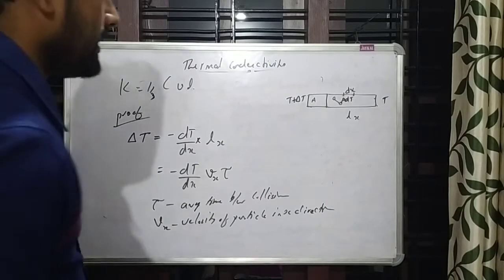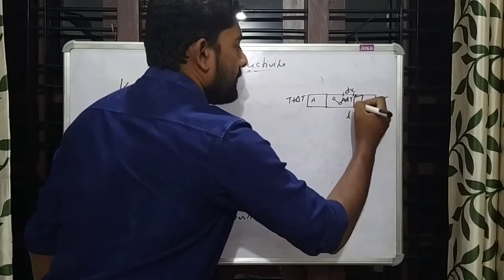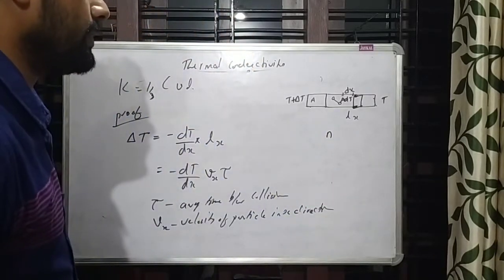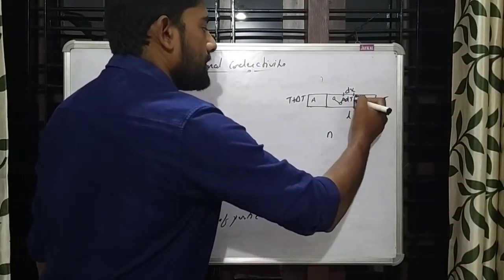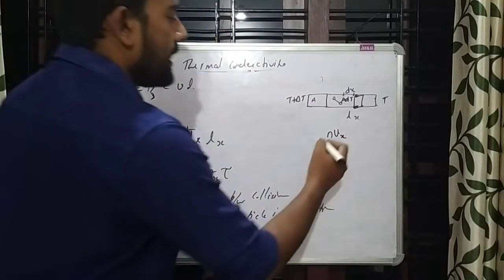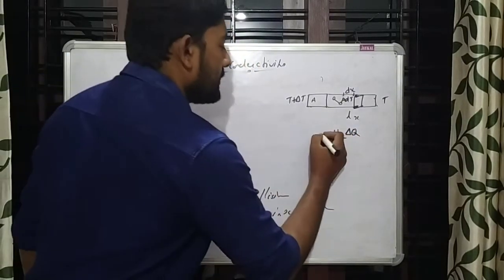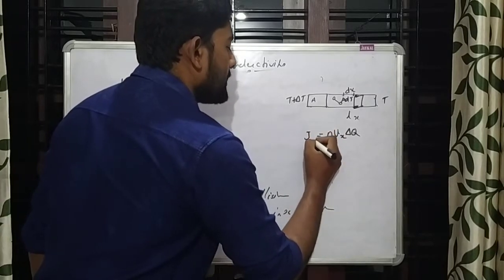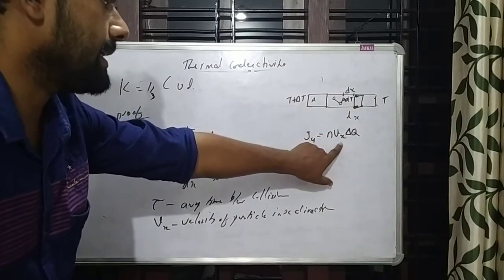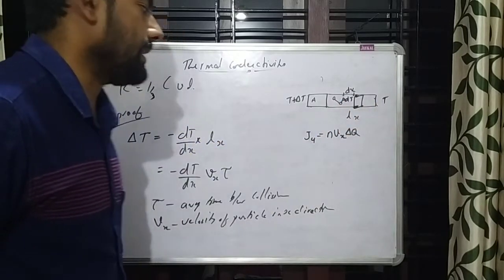Let us consider an area of cross section here. The number of particles in unit time passing through this area of cross section is n, with a velocity vx, and those particles will transfer energy delta Q. This is the flux in unit time: the number of particles n with velocity vx in the x direction, having energy delta Q, passing through this area. So that is the flux.